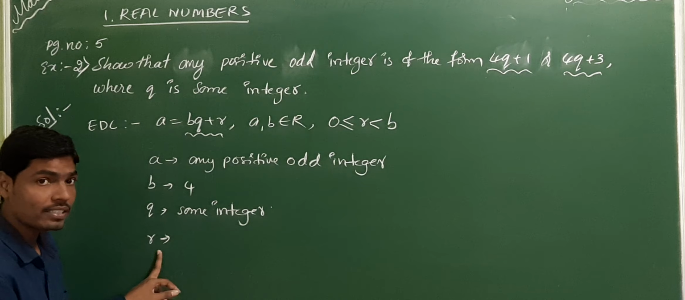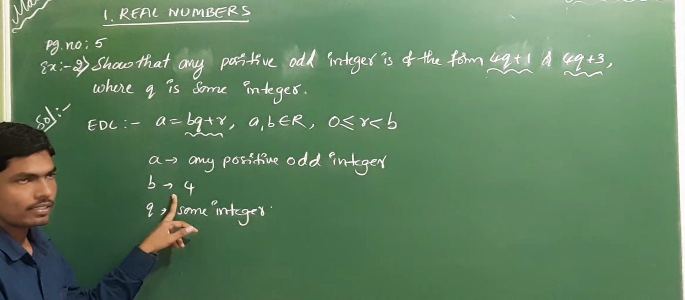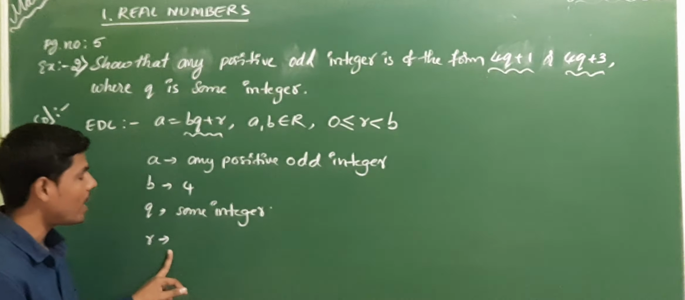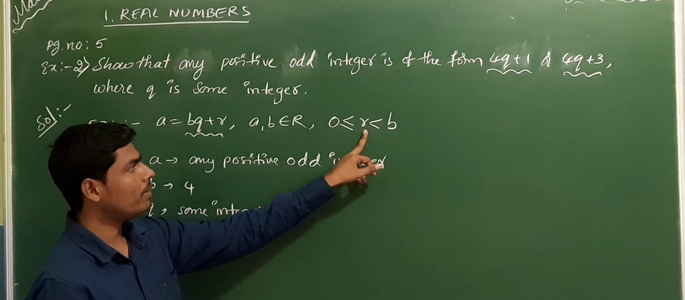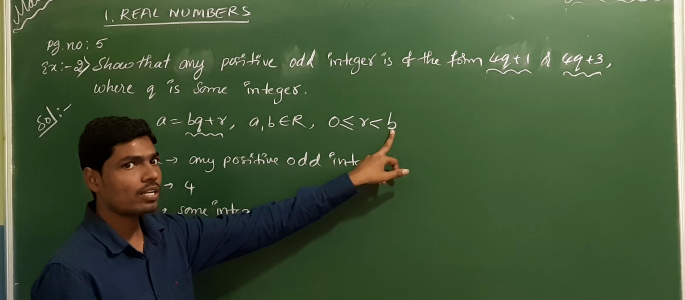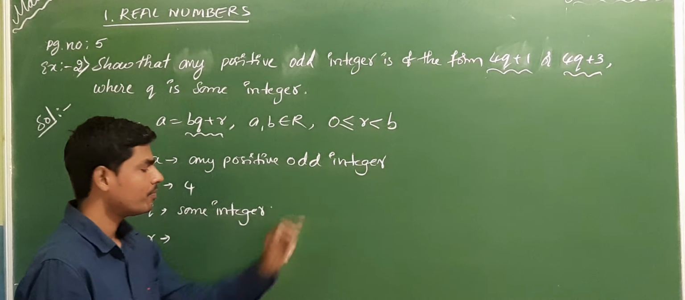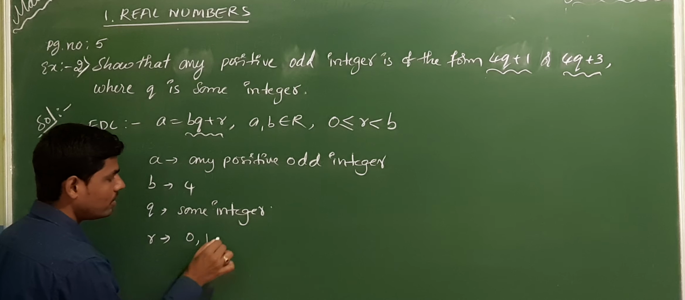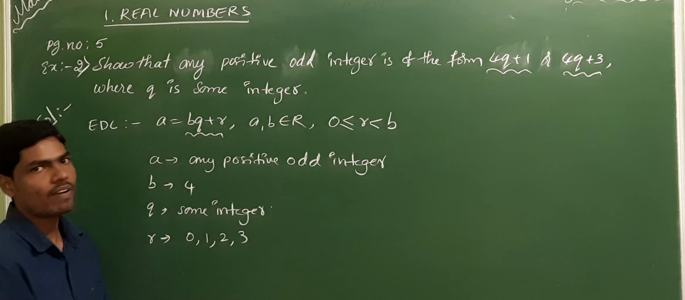Here, it will depend on the divisor. What are the possible values for the remainder here? The remainder should be less than the divisor. The divisor is 4. What are the numbers less than 4? 0, 1, 2, 3. These are the possible values.